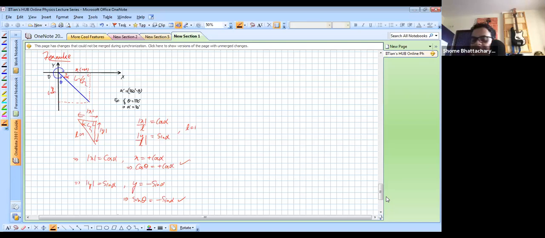Okay, so this actually establishes how to calculate sine theta, cos theta, tan theta for all angles.